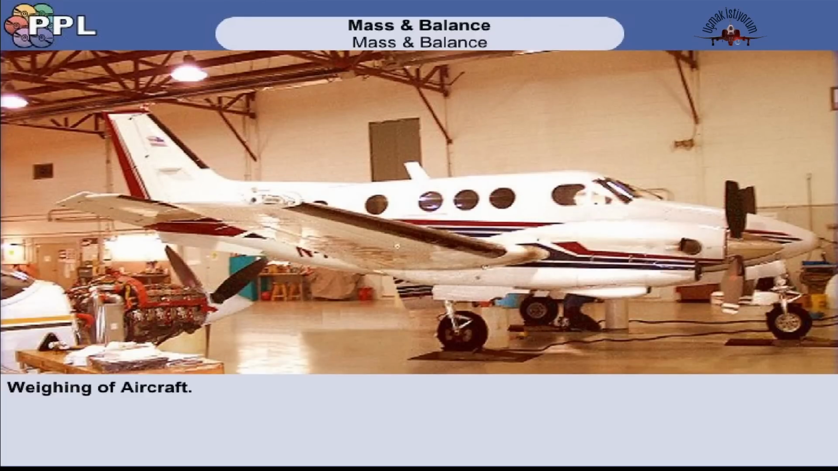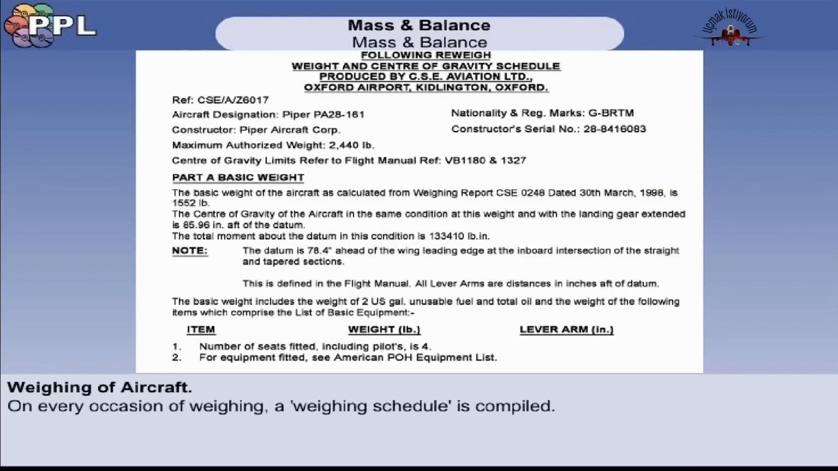Aircraft are weighed in a draft-free hangar. On each and every occasion of weighing, a weighing schedule is compiled that states the basic equipment installed at the time, together with the mass and the position of the center of gravity of the aircraft after completion of the weighing procedure.